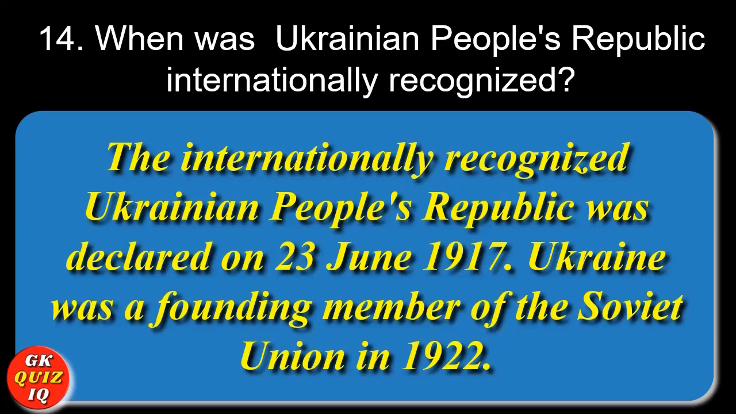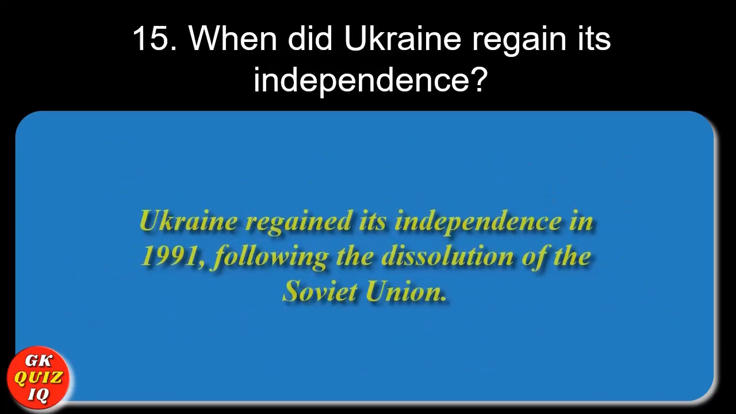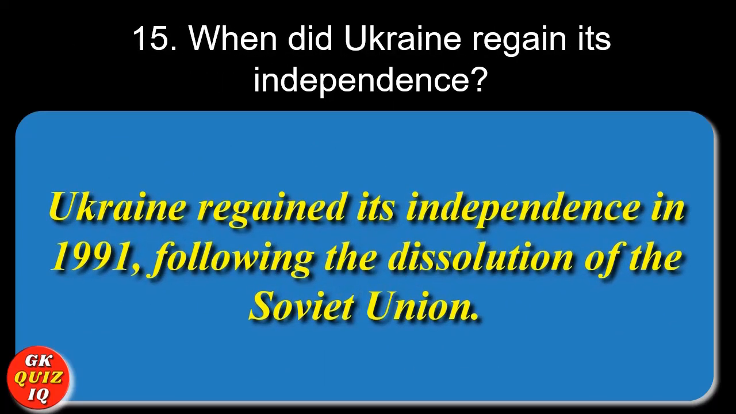When was Ukrainian People's Republic internationally recognized? The internationally recognized Ukrainian People's Republic was declared on 23rd June 1917. Ukraine was a founding member of the Soviet Union in 1922. When did Ukraine regain its independence? Ukraine regained its independence in 1991 following the dissolution of the Soviet Union.